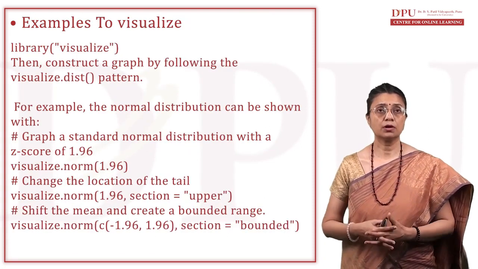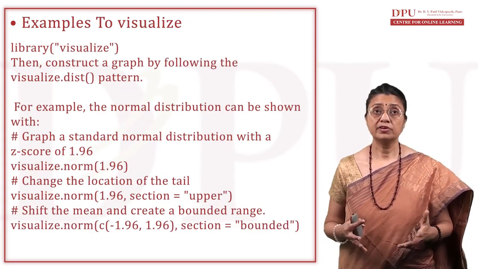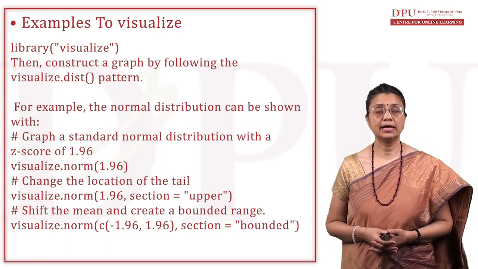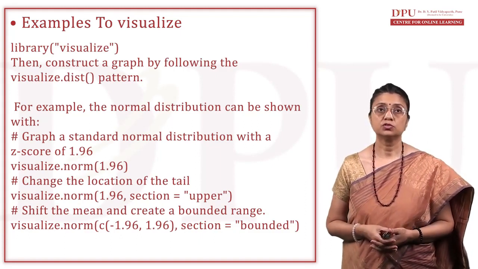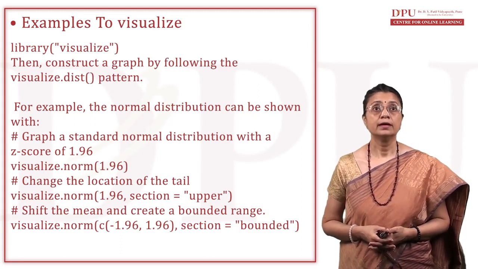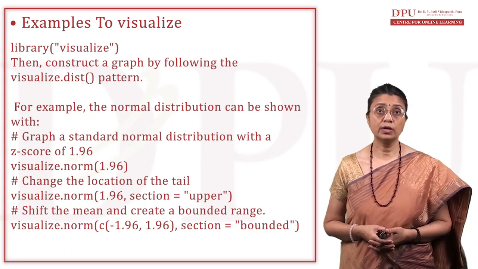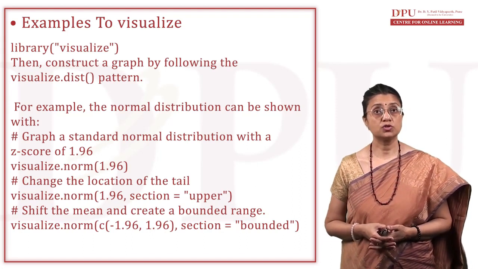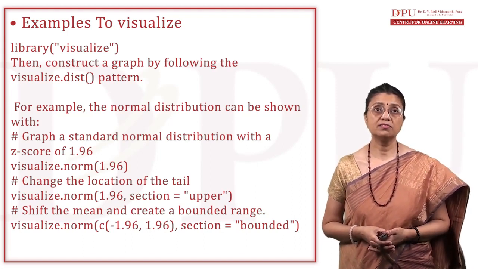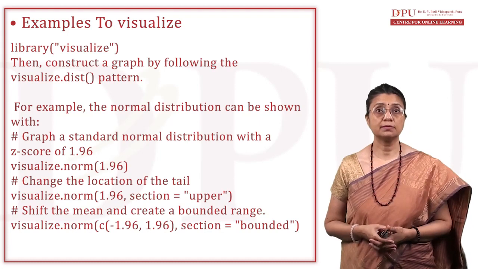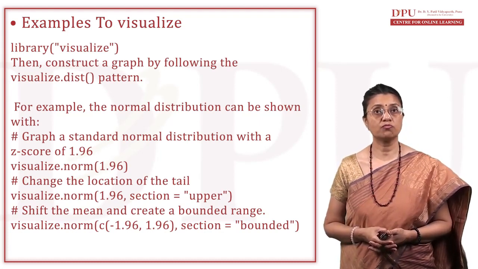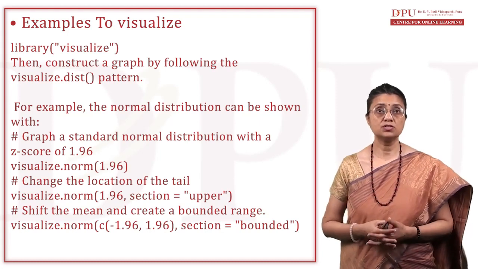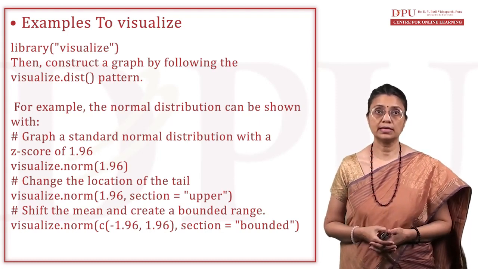Now let's talk about library(visualize). We were loading packages with the help of the library function. So now we have loaded the package. Then construct a graph by following the visualize.distribution pattern. Here we see that a standard normal distribution can be shown with a graph, with a z-score of 1.96: visualize.norm(1.96).